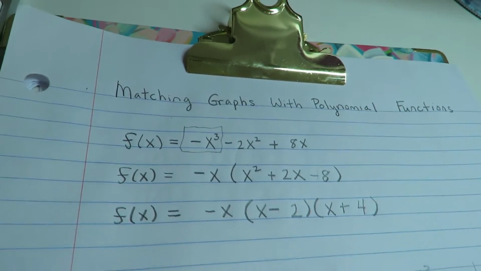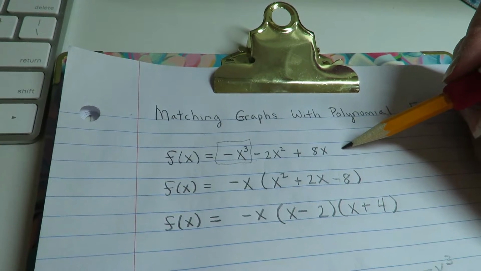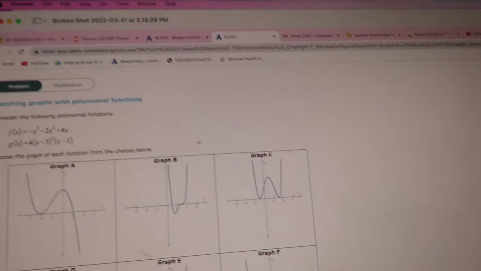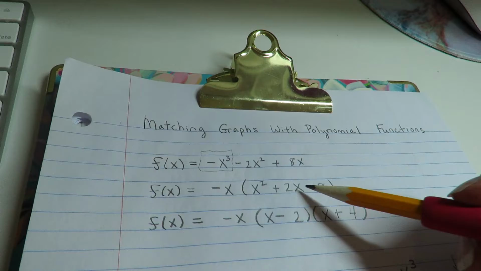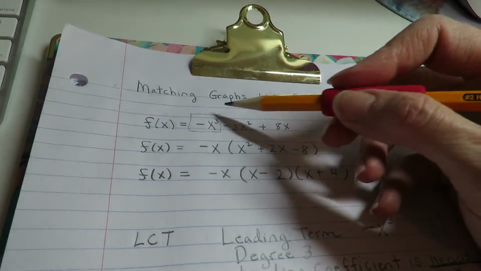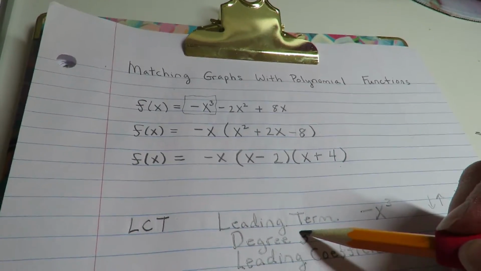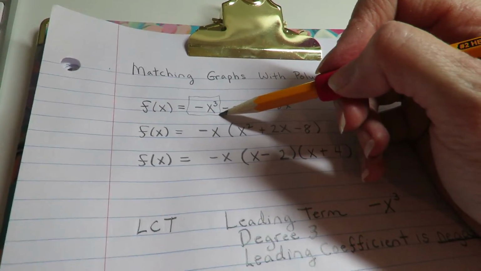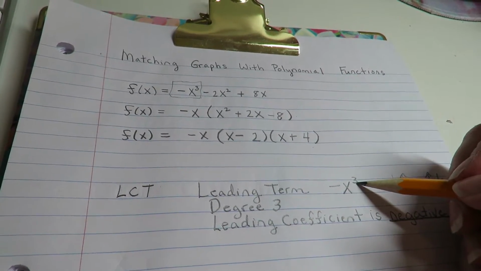All right, so this is how you're going to do it. If the function is not factored, I would suggest you start with factoring it. So I took the first function at the top. I took out the common factor of negative x, and then I factored the trinomial at the end. Then I did the leading coefficient test. Remember, when you do the leading coefficient test, you need the lead term of the not factored form. So that would be negative x to the third.